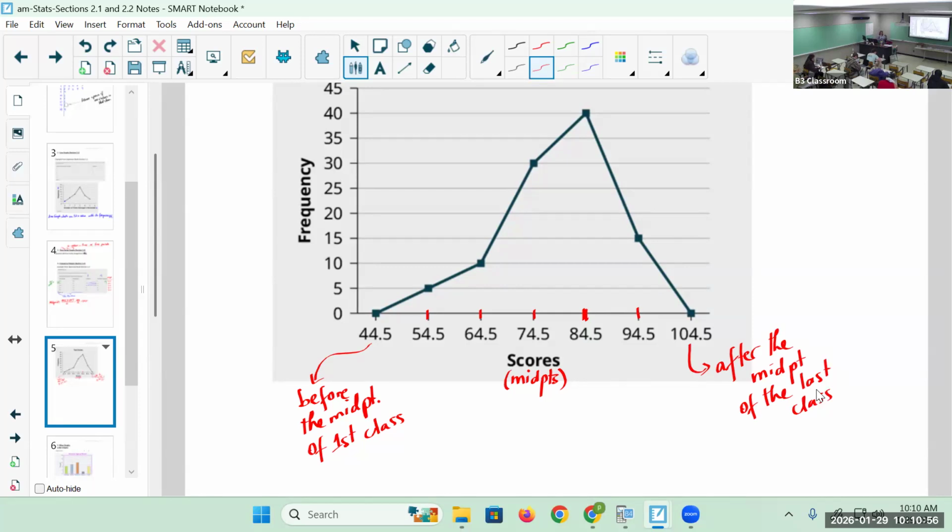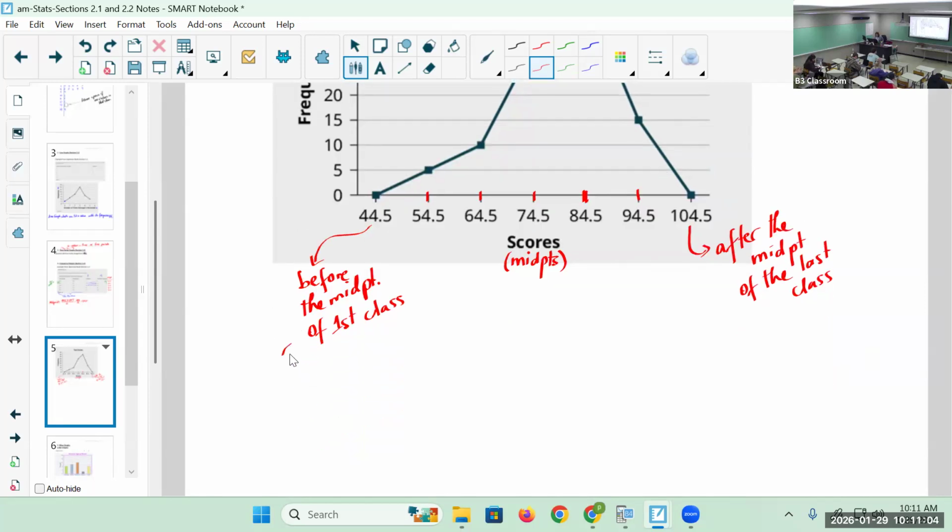But how do you know what that number is going to be? We still use the class width. You're really taking 54.5, which was the midpoint of the first class, minus 10, and that gives you 44.5 to find the first point. And here you're taking 104.5 and you're adding the class width. Oh, I think I may mess it up. It should be the 94.5, the midpoint of the last class that we calculated, plus 10, and that gives you 104.5.